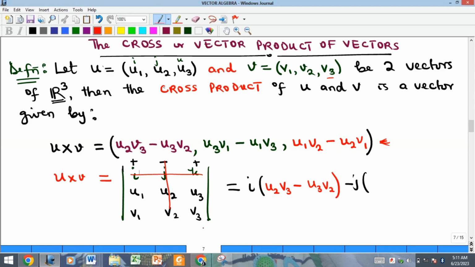So you have u1 multiplying v3 minus u3 multiplying v1. Okay, so finally we go to k. Of course, you will remove this and the column of k. So for k we are going to have, of course it's positive, so you have plus k into the bracket of u1 multiplying v2, and then that is minus u2 multiplying v1.